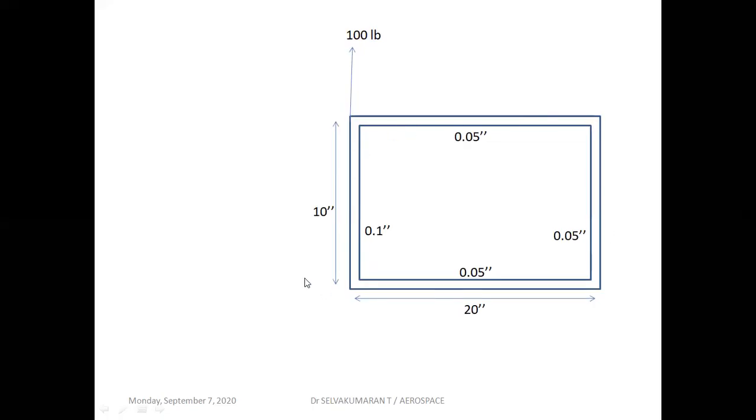Here a rectangular tube, or a thin walled closed section of rectangular shape, is given of size 10 inch by 20 inch, which is subjected to an external shear load of 100 pound acting upward in the vertical y direction, with corresponding thicknesses 0.1 inch, 0.05 inch, 0.05 inch, 0.05 inch. The given section is symmetric about the x-axis, and the load is acting only in the y direction. So Sx is 0. Since it is symmetric, Ixy is 0.